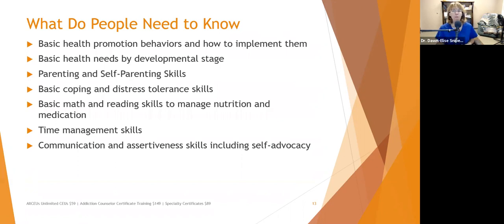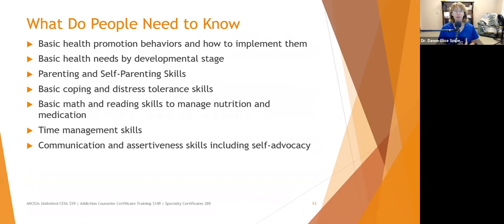People need basic coping and distress tolerance skills, and you can start teaching these when children are just old enough to walk. People can start learning them from a very young age, but we need to make sure people have these skills. Basic math and reading skills so they can manage nutrition, medication, and all that other stuff that we talked about. Time management skills, because people aren't going to be able to change their behavior if they don't have time to learn about it and start implementing this new habit. And communication and assertiveness skills, including self-advocacy.